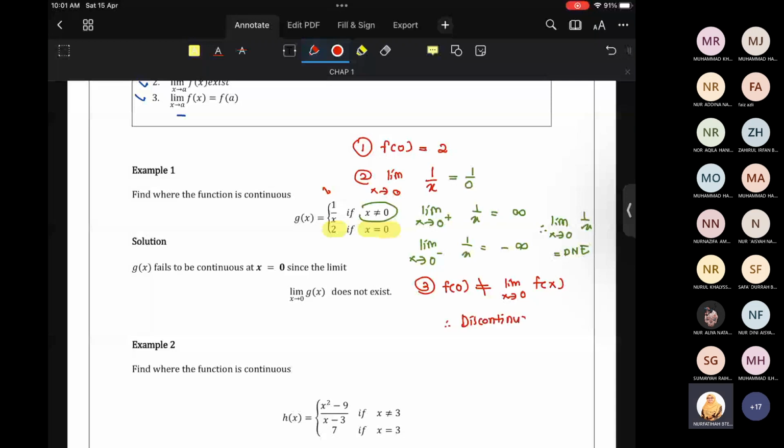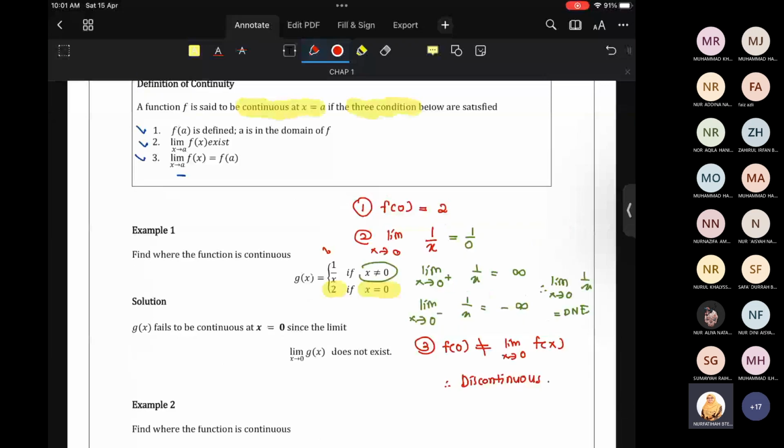Dia kena check untuk ketiga-tiga definition tu. Okay, buatlah step dia. Ikut je step. Number 1, cari f(a). Number 2, cari limit sama ada exist atau tidak. Number 3, you need to check for the both side. If you get the same answer for number 1 and for number 2, so kita akan cakap dia continuous. Kalau tak sama, automatically our function is discontinuous.